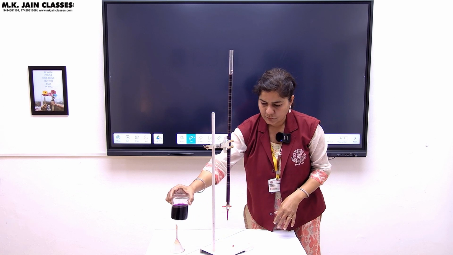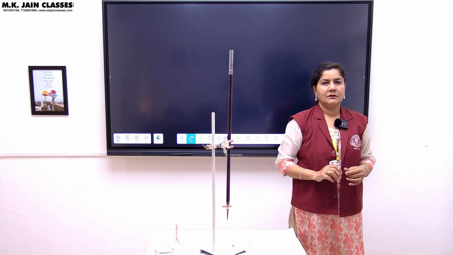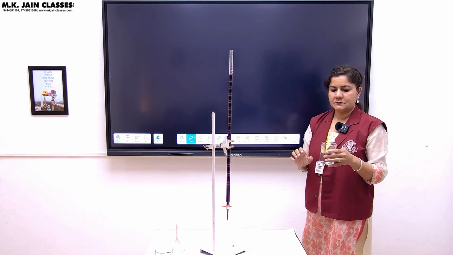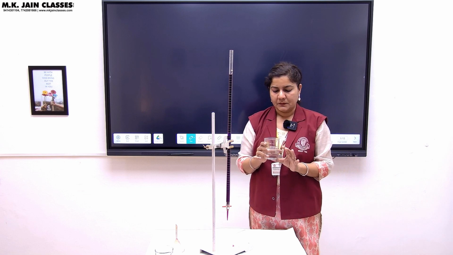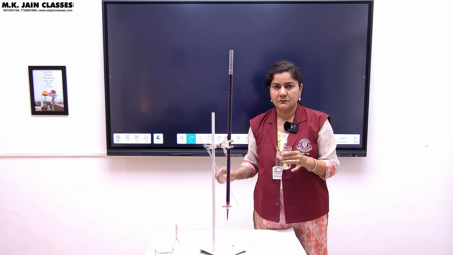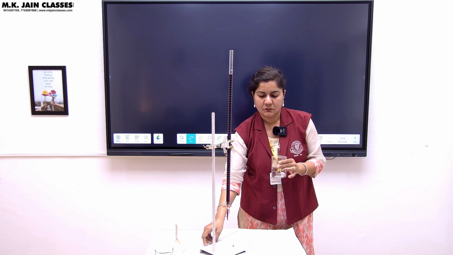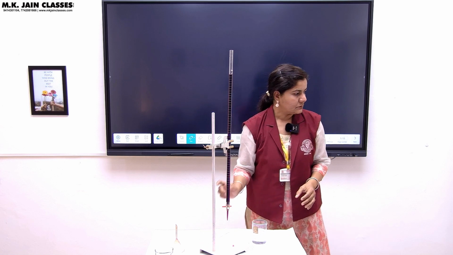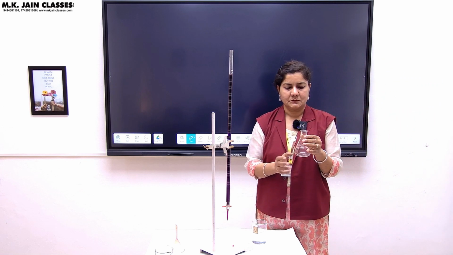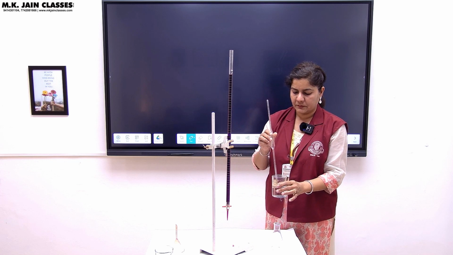So I keep this KMnO4 next to my burette stand. Now I bring my ferrous ammonium sulfate solution. This ferrous ammonium sulfate solution, which I already prepared, is of known concentration. So I pipette out this ferrous ammonium sulfate by using this pipette. I also need a conical flask. So I have one conical flask, which is already washed. Okay, so I pipette out this ferrous ammonium sulfate.